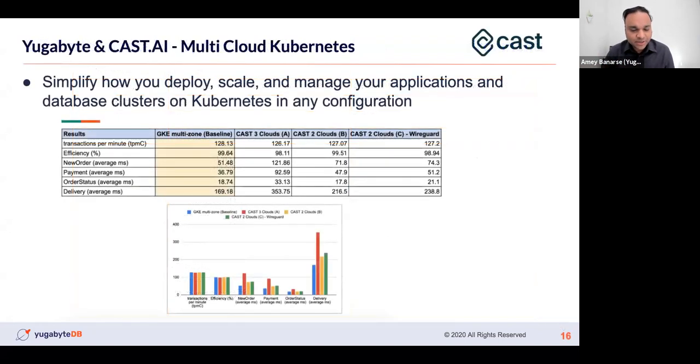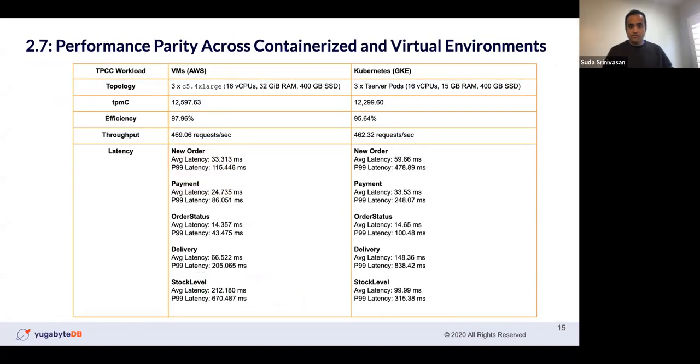So Sudha, anything else you want to add on that one? Yeah, I would say the performance parity is key. You shouldn't have performance be an important factor in deciding whether you're going to deploy in a containerized or virtual environment. Achieving this performance parity is the outcome of a lot of product work that happened under the hood. And we're talking about being within a 5% delta of each other.